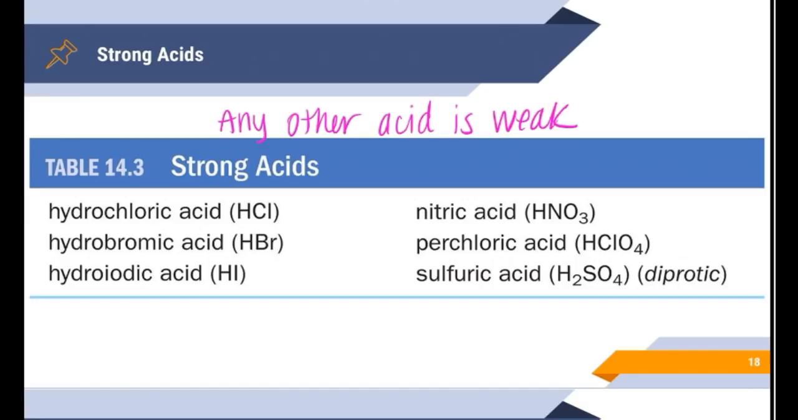So I'm going to help you out with this just a little bit. If you look right here, hydroiodic says, hi, I'm the strongest acid.